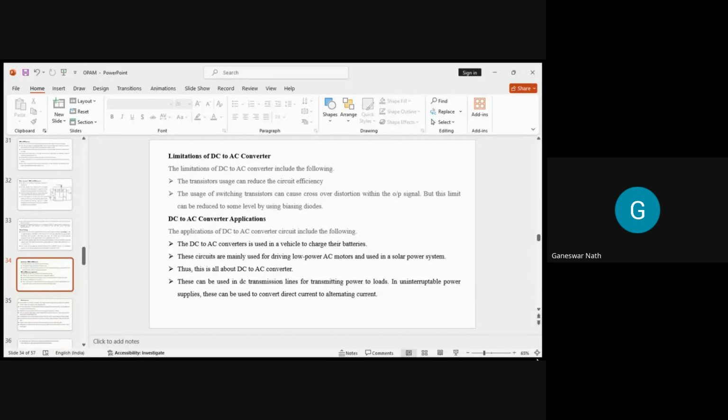These are some limitations of the DC to AC converter. The transistor used can reduce the circuit efficiency, and switching the transistor can cause crossover distortion in the output signal. So these are some of the limitations.